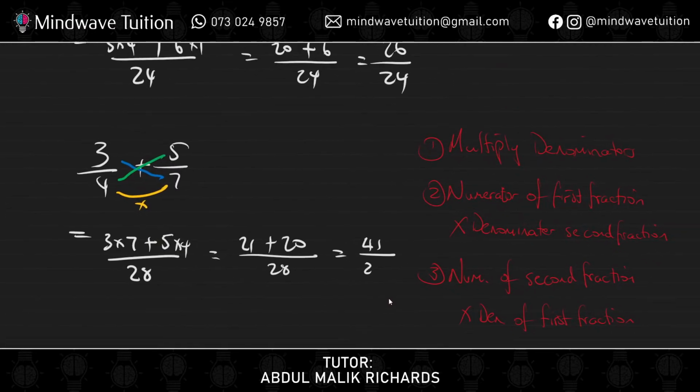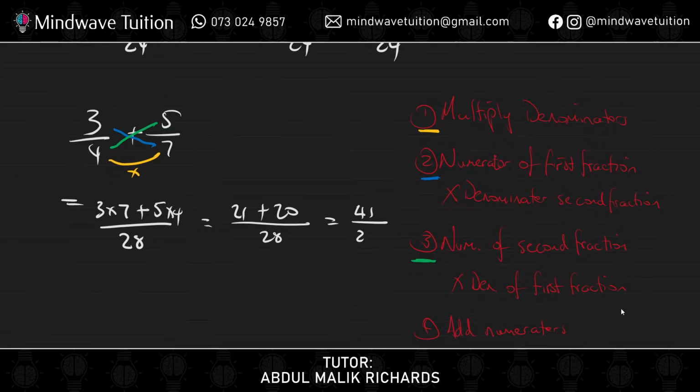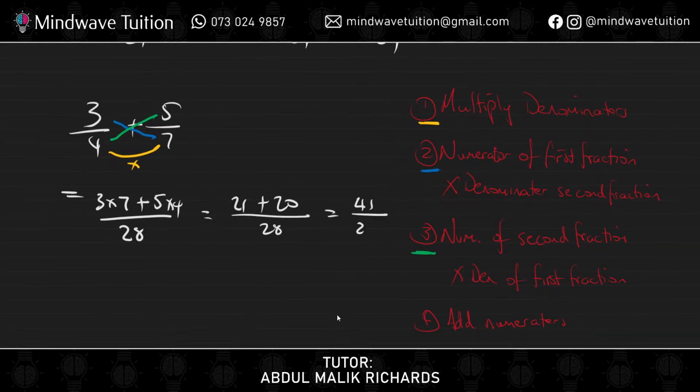Right, so just using the example here on the left, the first step is the yellow, the second step is the blue, and the third step is the green. Step 4, you just add the numerators.